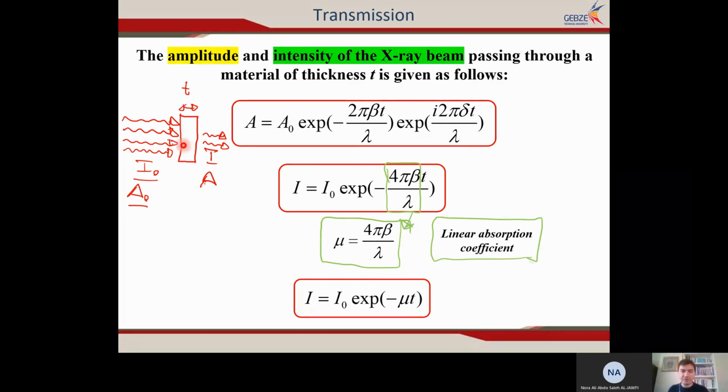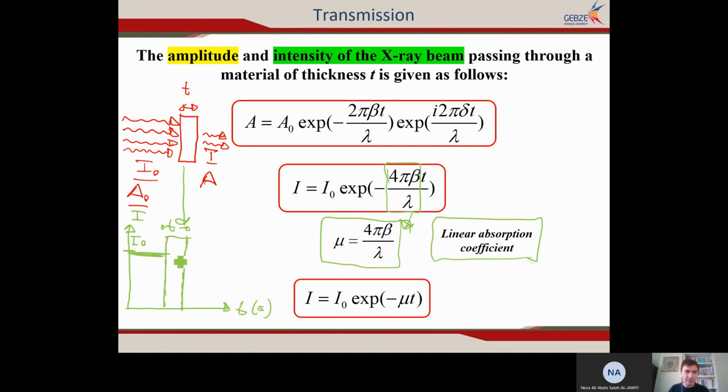Let me show you the meaning of this equation. Here we have this material. Let's say this is the thickness of the material, this axis is the thickness, and this is the intensity. This is I0, the initial intensity. So before the material, with the thickness of T, we have an intensity of photons of I0.